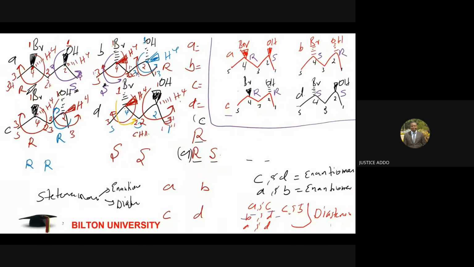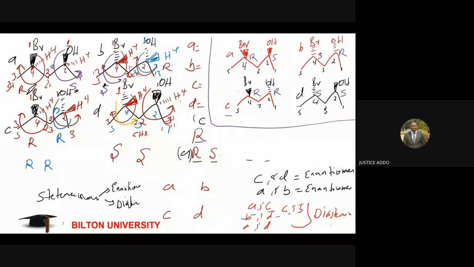So also you can look at C and B. If you look at C and B, carbon number 4 is S in B and it is R in C. So meaning that that one has changed. But carbon number 2 is R in C and it is R in B. So meaning that it has not changed.